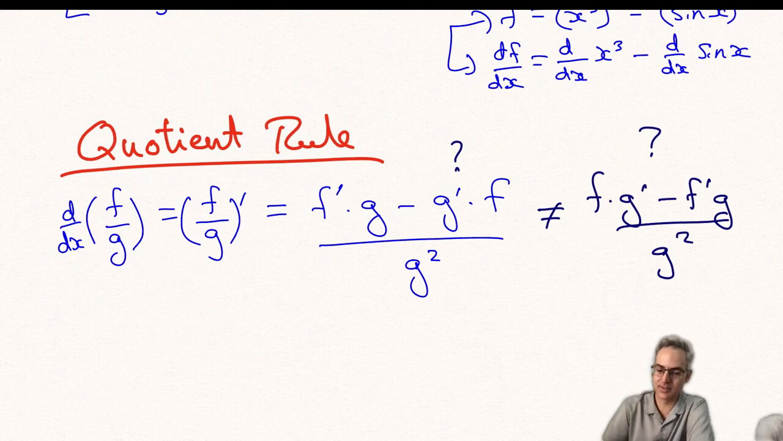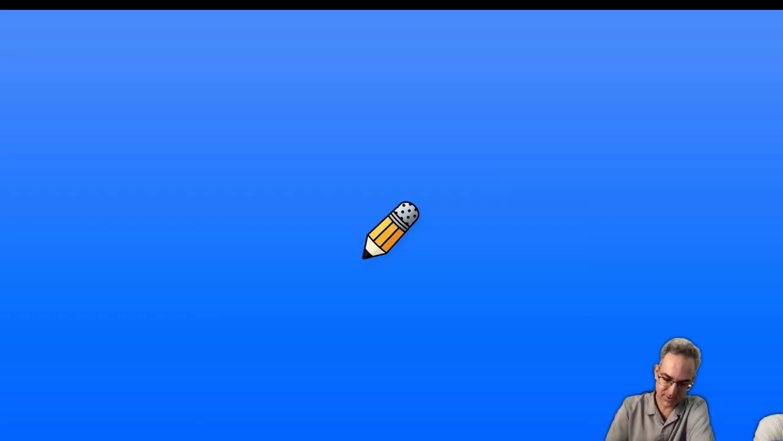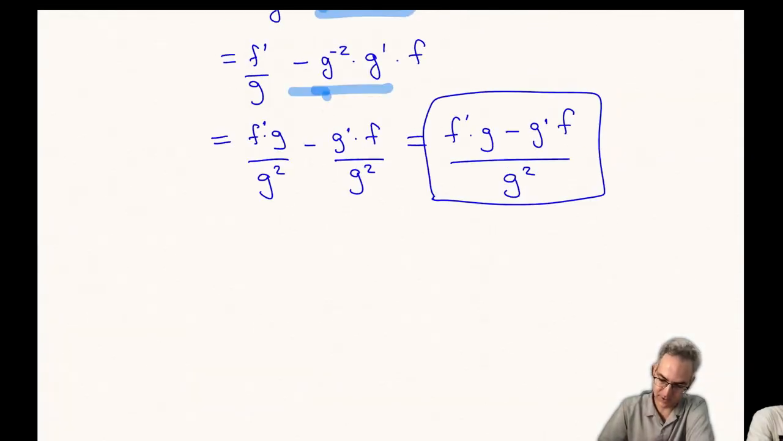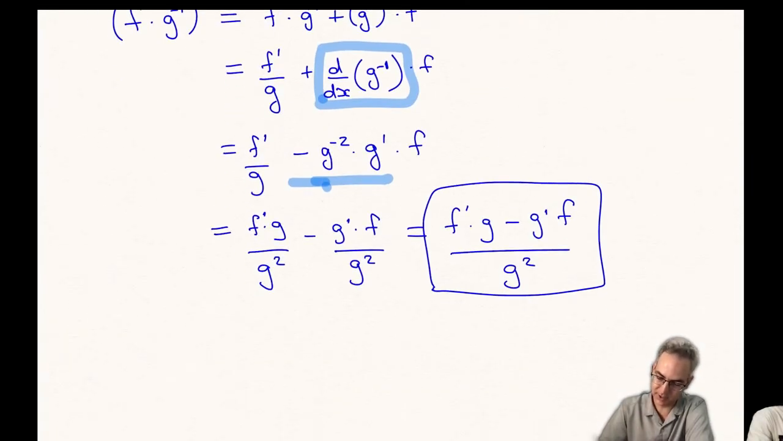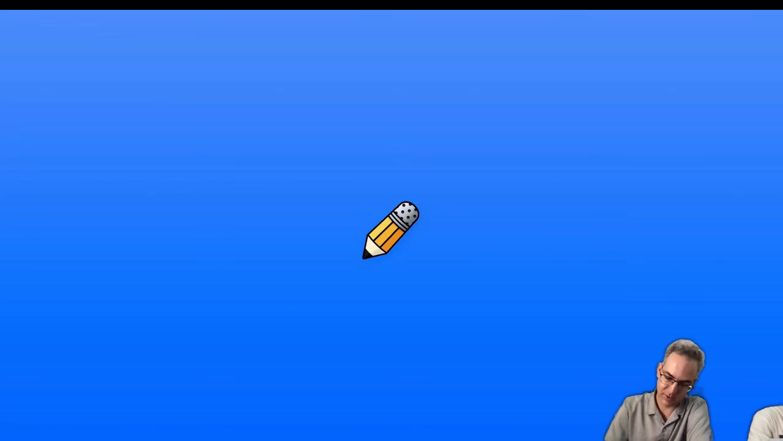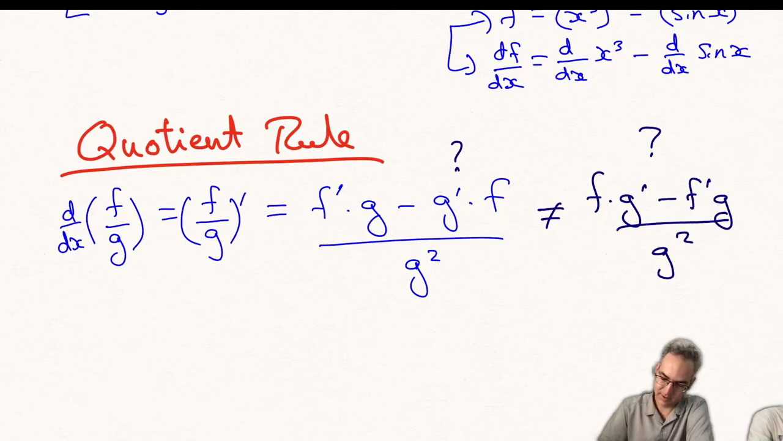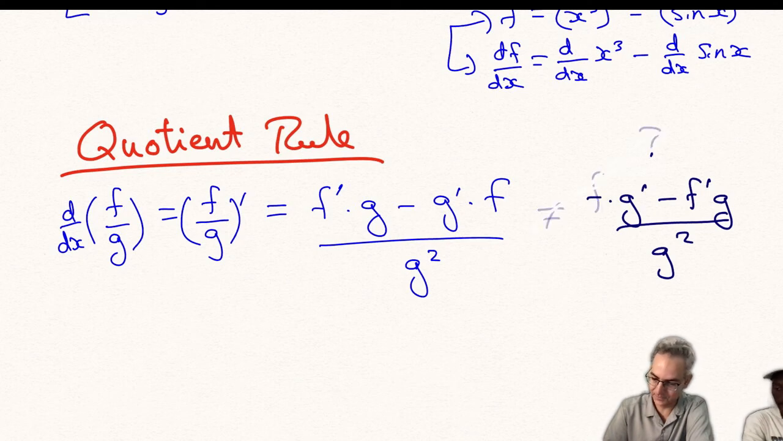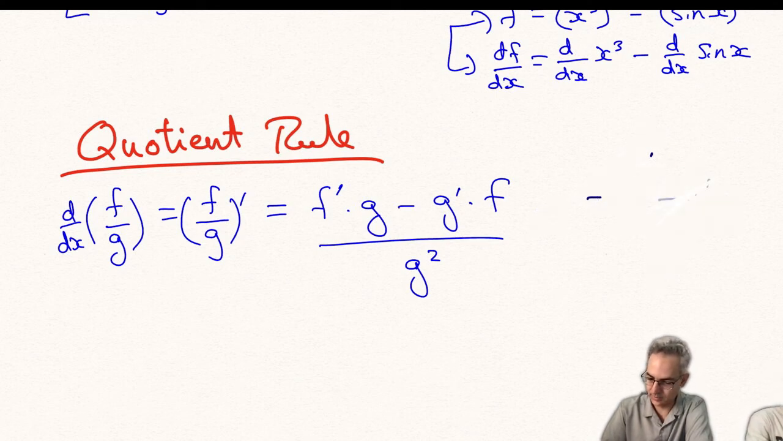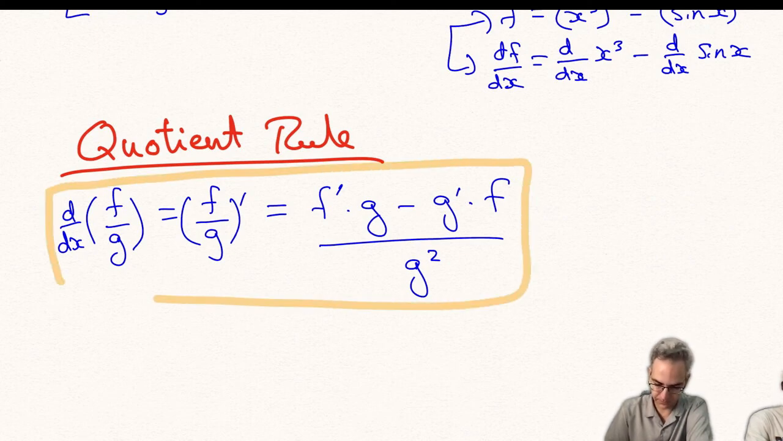So let's check my notes. Proof of differentiation rule. So what had we said? f prime g minus g prime f. f prime g minus g prime f. You are correct. Excellent. Very good. So this is the quotient rule.